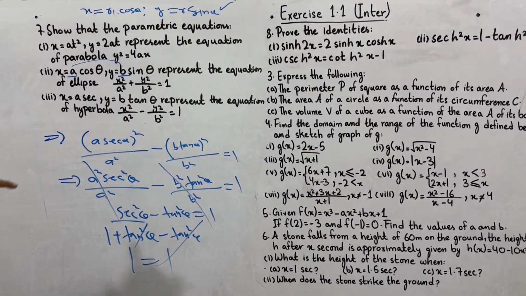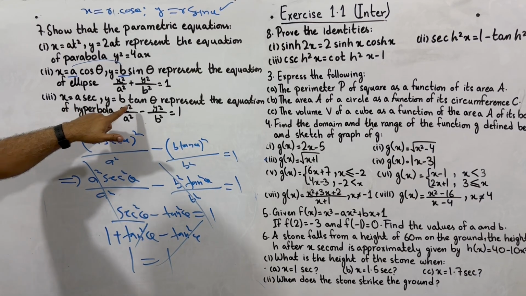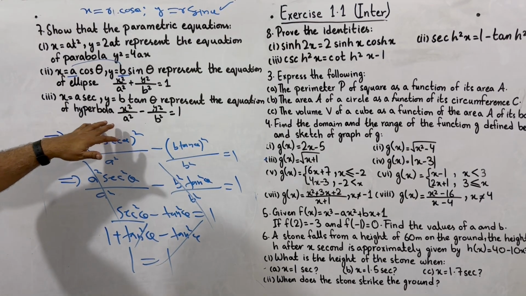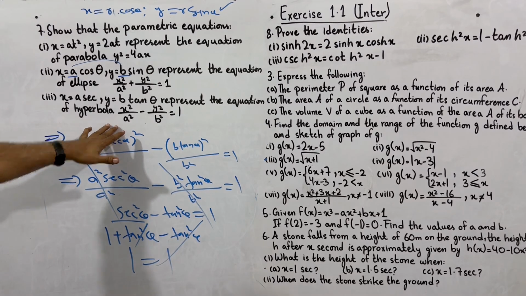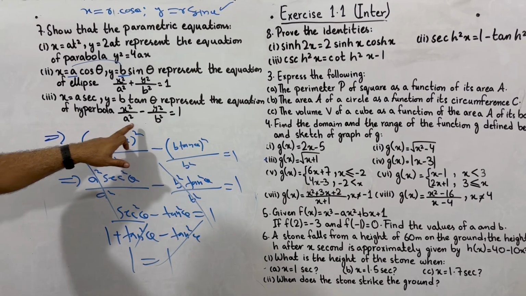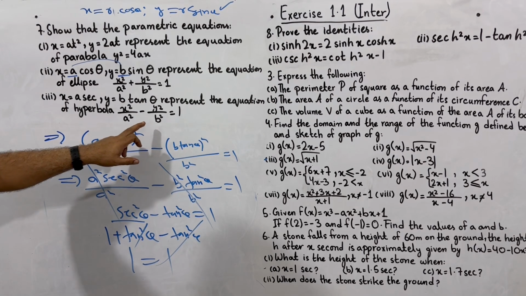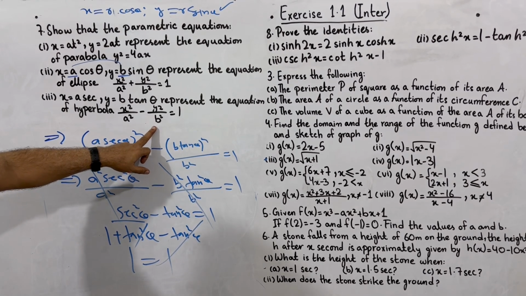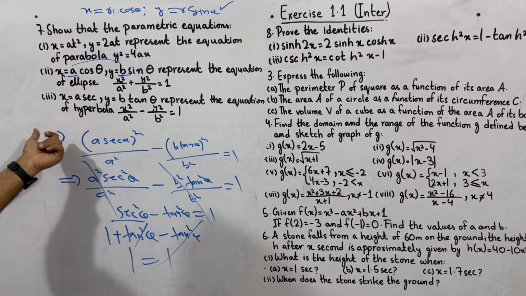So we have proved x is equal to a sec theta and y is equal to b tan theta. These are the parametric equations of hyperbola. In that case, the transverse axis is along the x-axis and the conjugate axis along the y-axis. If the transverse axis is along the y-axis, then our equation would have been changed as well.